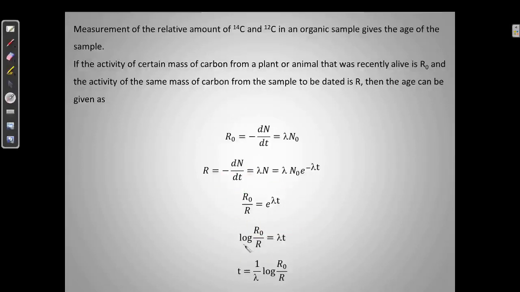Taking the logarithm, you have to take log e, or 2.303 log 10. Here I am taking log e. So log R0 by R is equal to lambda t, or t is equal to 1 by lambda into log R0 by R. So the decay constant can be measured differently. You can measure the decay constant, and R0 and R we can find from the activity of the substance. Using this equation we can find the t, or the age of the particular material or plant.